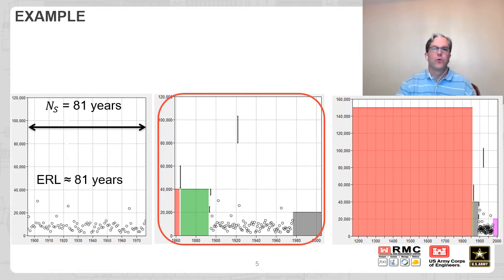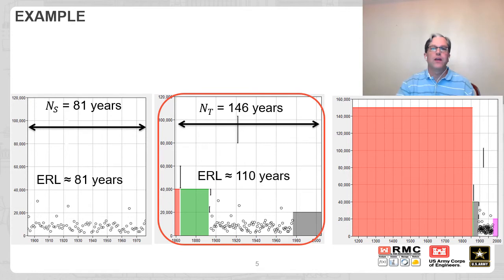In the middle chronology plot, we have added some additional data in the form of flow intervals and perception thresholds, which increases our total record length to 146 years. However, this is not our effective record length because the additional data has some uncertainty. The effective record length for this data set is now about 110 years. In this example, we added 65 years of additional total record, but we only gained about 29 years' worth of effective record length because of the uncertainty in the flow intervals and the perception threshold.